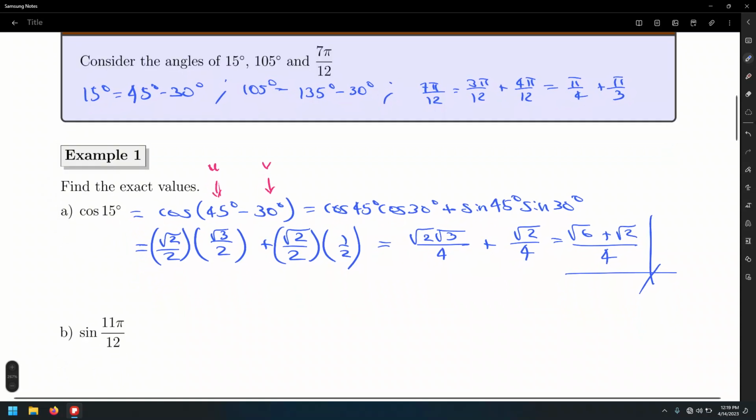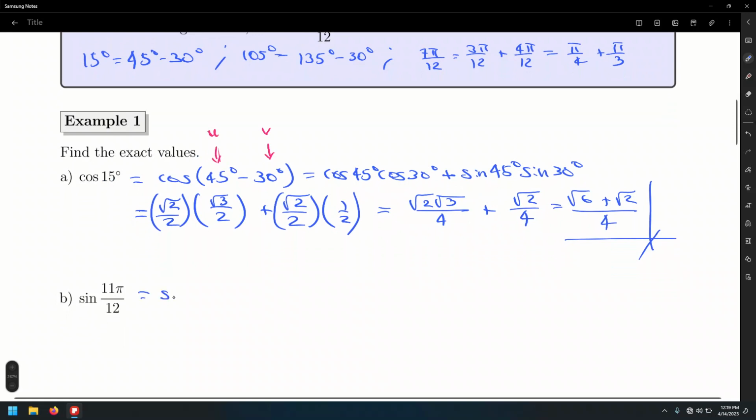All right, letter B. Sine of 11 pi over 12. Okay, sine of 11 pi over 12. Again, this is going to be a little tricky. Sine of maybe a sum or a difference. Well, can we think of a good sum or a good difference that we can get, adding up to angles that are pi over 3, pi over 4, pi over 6, or multiples of them.